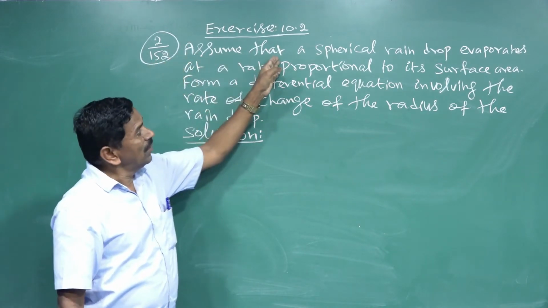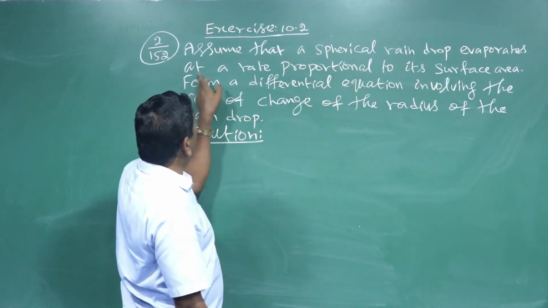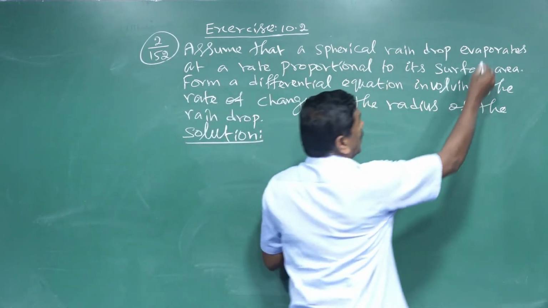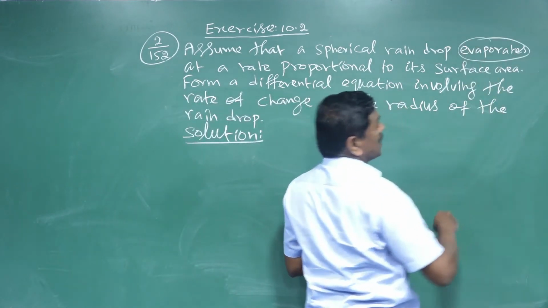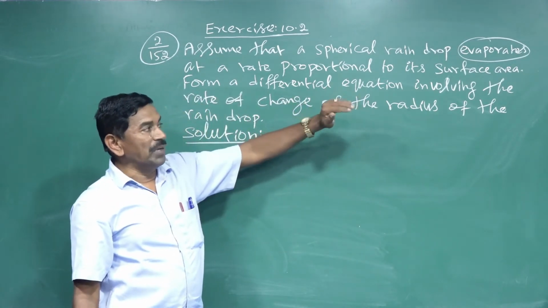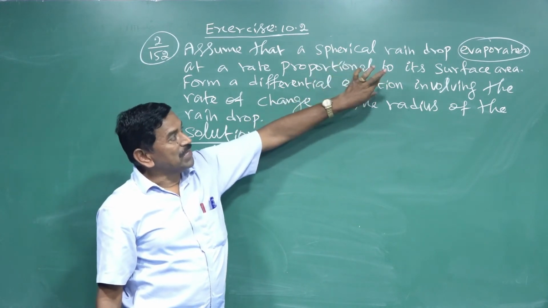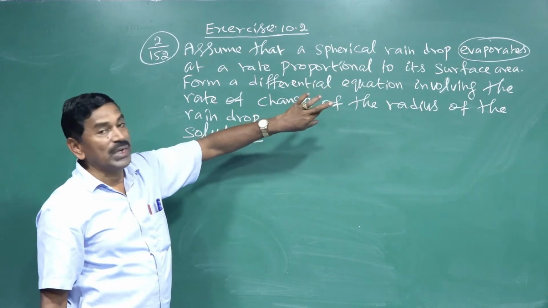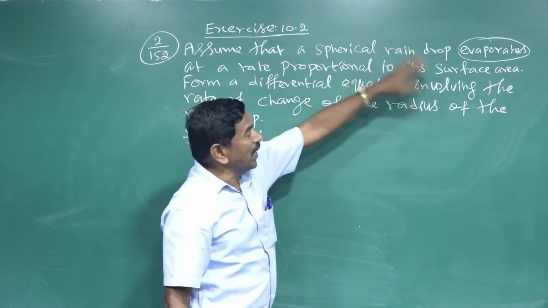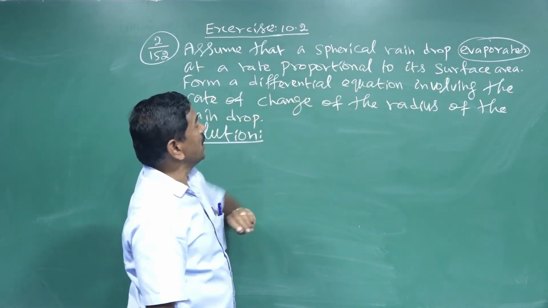Assume that a spherical raindrop evaporates at a rate proportional to its surface area. Listen, here evaporates, that means which gets negative. Evaporates or disappears means which gets negative. That is, we are going to take a minus k. That is one idea. Next, assume that a spherical raindrop evaporates at a rate proportional to its surface area.